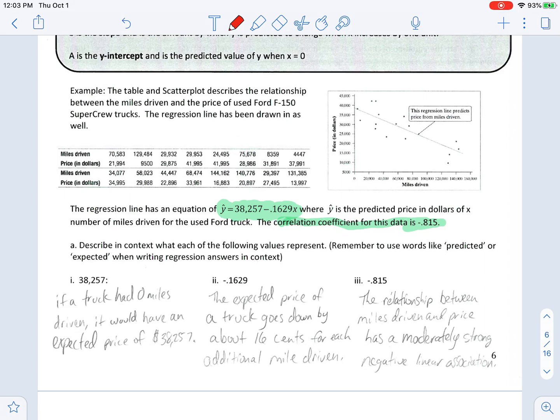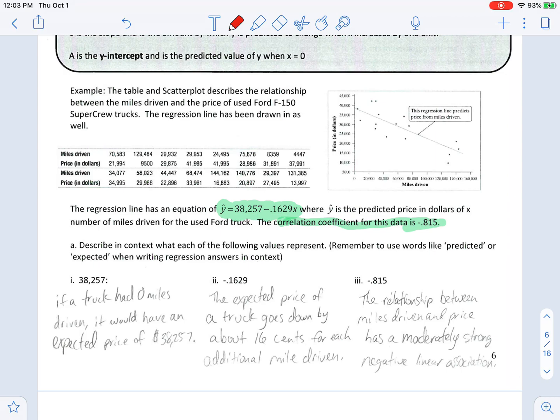And then the correlation coefficient always talks about direction and strength for the linear association. So the relationship between miles driven and price, again, you want to say those words. You don't just want to say strong, negative, linear. Okay? Is it a moderately strong, negative, linear association? Moderately strong, I think, is best here. It's not necessarily perfectly strong or strong.